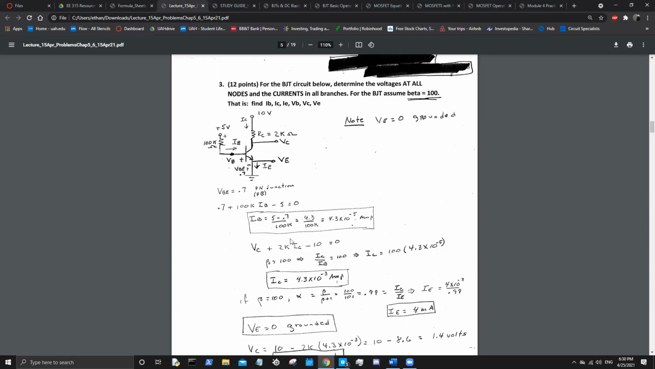Because he goes VC, then he goes through the 2K with the IC current across it, and then he goes up to the 10, which, every time you go up to a positive in his method of doing things, always results in a negative voltage. So he does it this way. He's done it twice, and that makes more sense now, because from 213, we usually start from a voltage source and then go across resistors, which are always voltage drops.